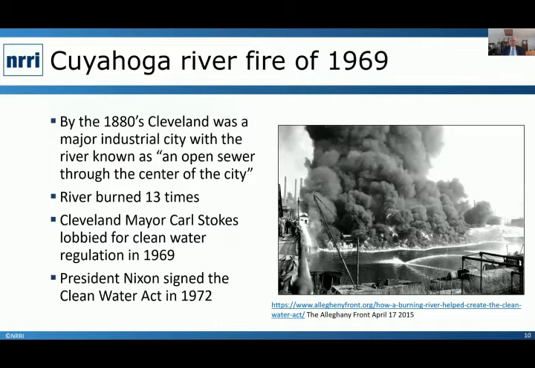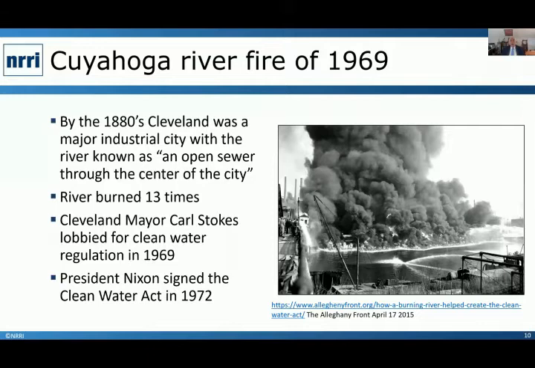Since the 1860s, through the fire of 1969, the river caught fire 13 times. This is not what you would call a healthy ecosystem. And the reason was that there was unimpeded effluent into the river. There were no restrictions on what you could put into the river, when you could put it in, and things of that sort.